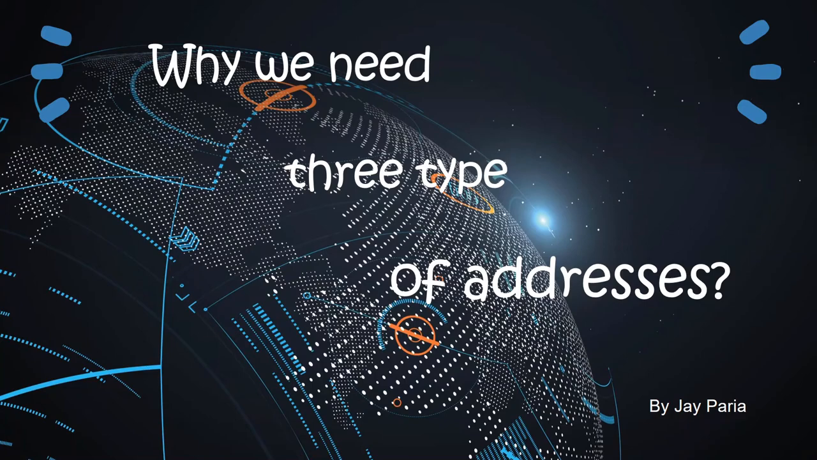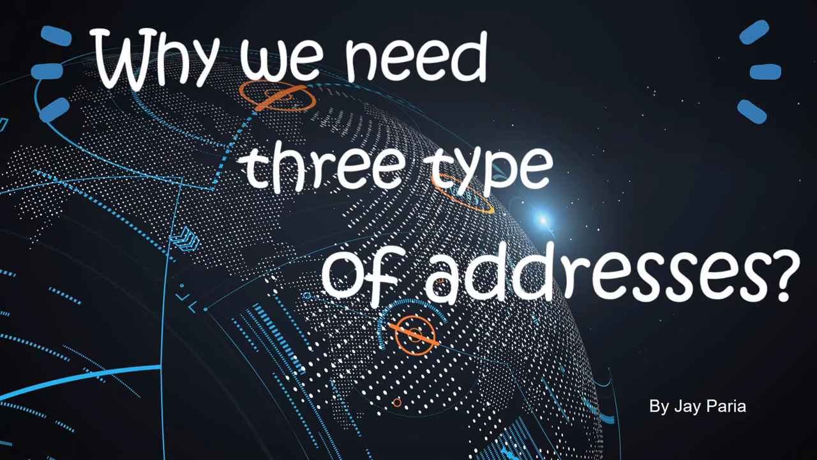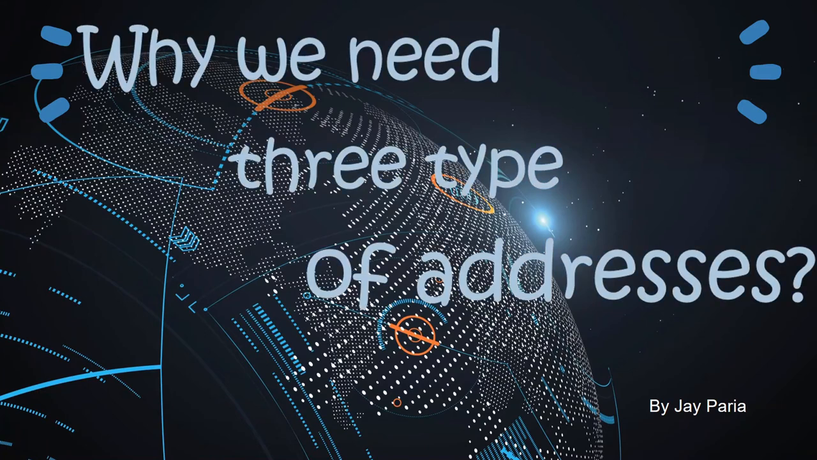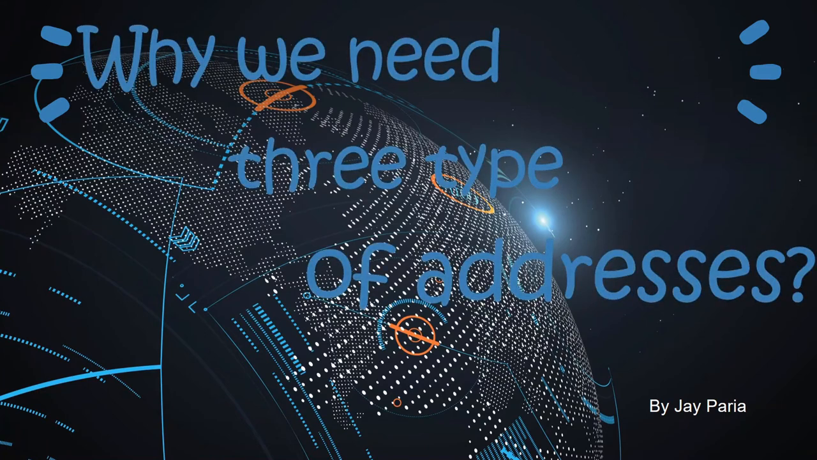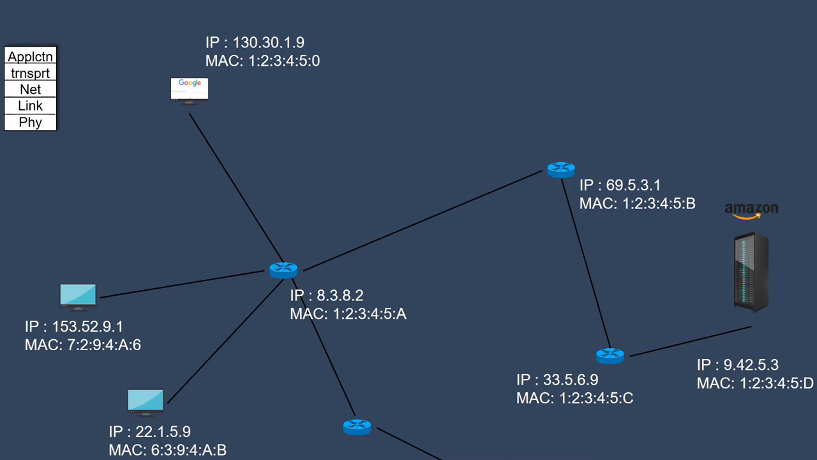So hi everyone, this is Jay and we are going to see why we need three types of addresses in the computer network. As you can see on the screen, in the network, each and every device has an IP address and a MAC address.